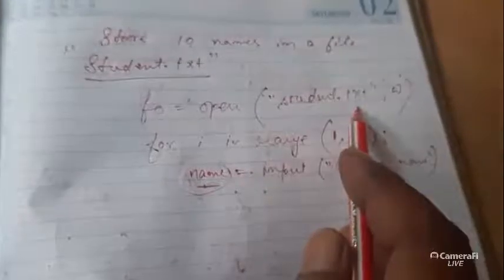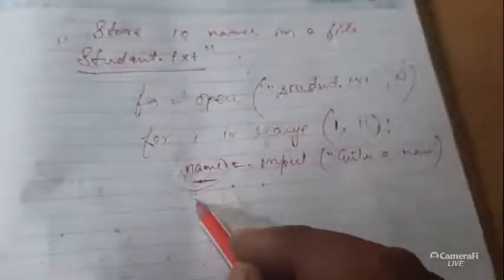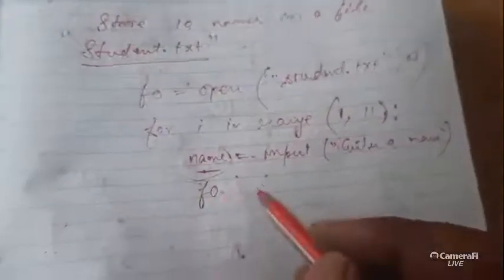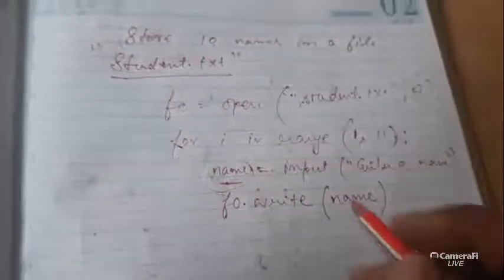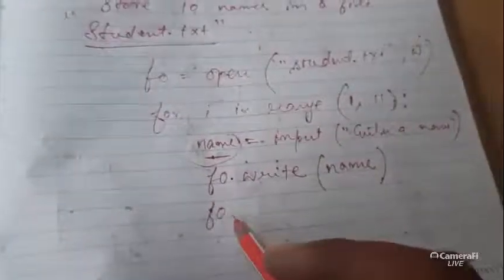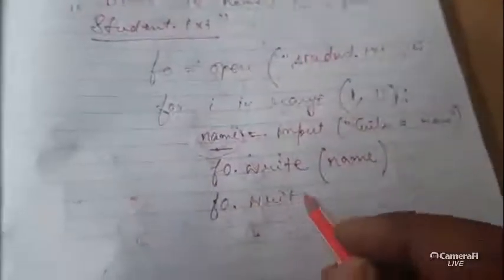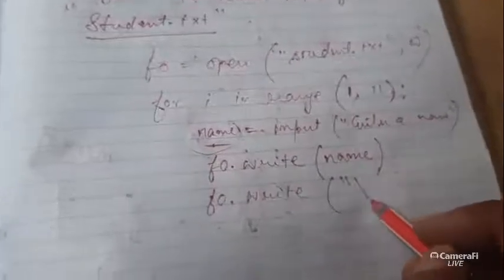Now I want to add this name into this file student.txt. So then and there what I will write, I have the file handling object, that is fo, and I will write fo.write, within that I will write name. But here I am going to add one interesting line, fo.write, then I am adding one new thing, that is backslash n. All of you know the meaning of backslash n. Backslash n means new line character.